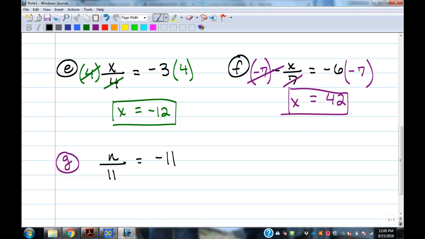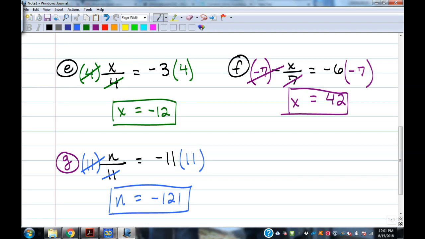Okay? What do we do to solve this one? Multiply by 11. Positive 11 or negative 11 we're multiplying by? Why positive? Because that's what's over here, right? And make sure you don't make up one. All right, so there's n by itself. And what's negative 11 times positive 11? Negative how much? 121. Okay. So here we've solved one-step equations involving integers.